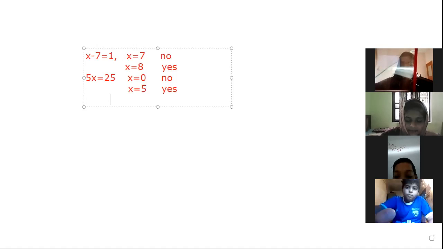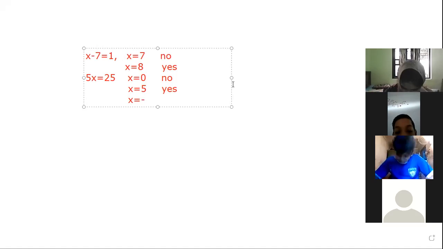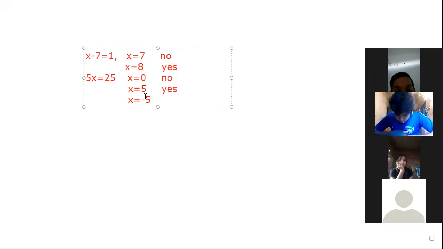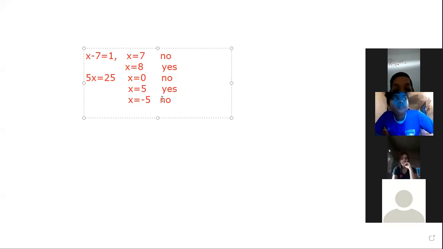And what about x is equal to minus 5? Then what happens? 5 into minus 5. What is the value of 5 into minus 5? It is minus 25. But our answer is plus 25. Then what can we say here? It is no, because the value is not satisfying. Then x equal to minus 5 is not satisfying the equation 5x is equal to 25.